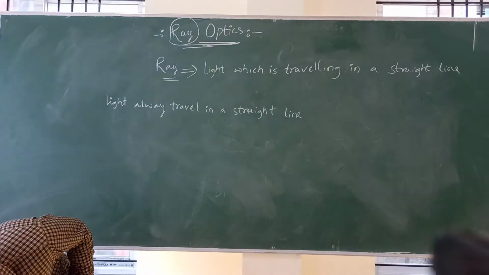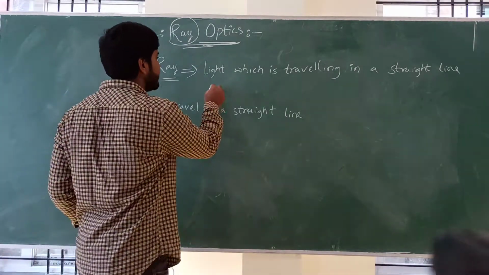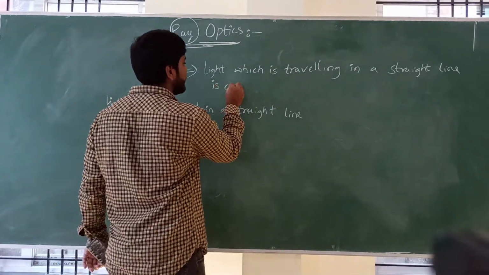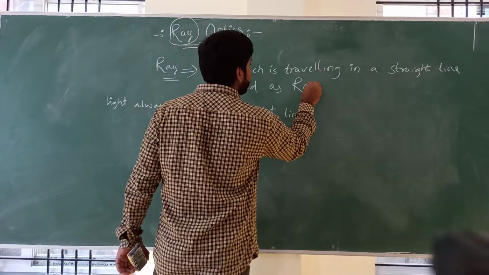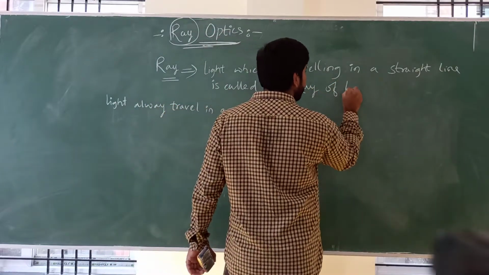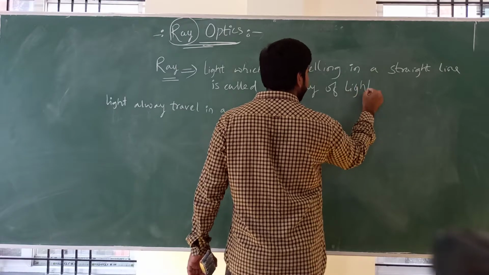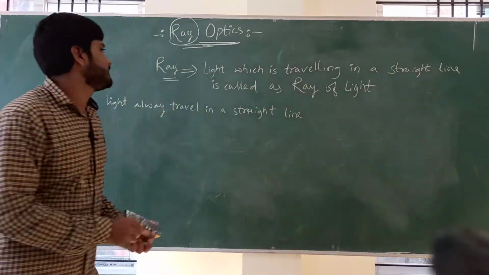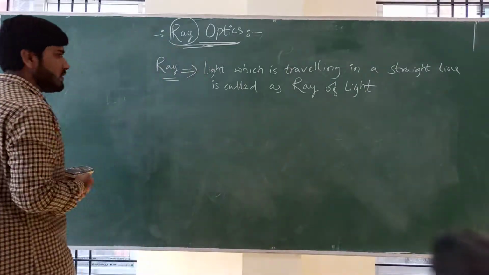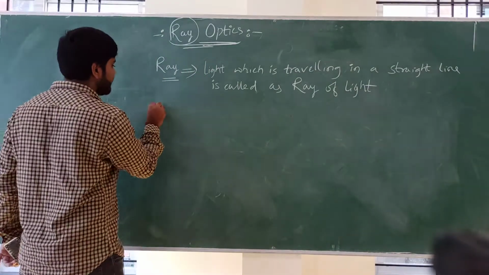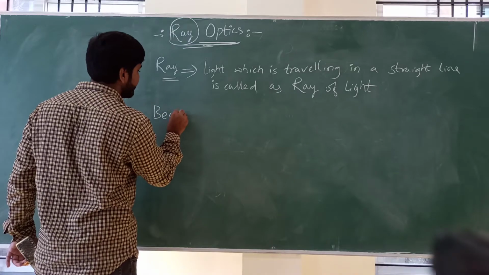The light which is traveling in a straight line is called a ray of light. Understood? Now, one more term is there: beam of light.